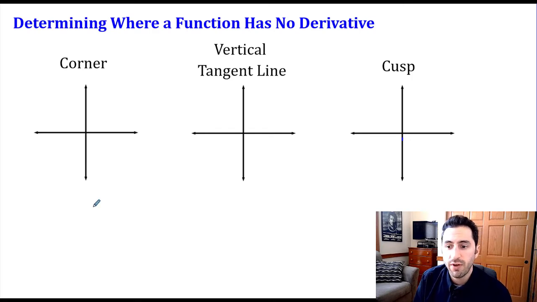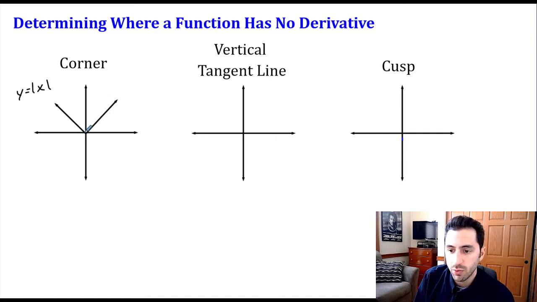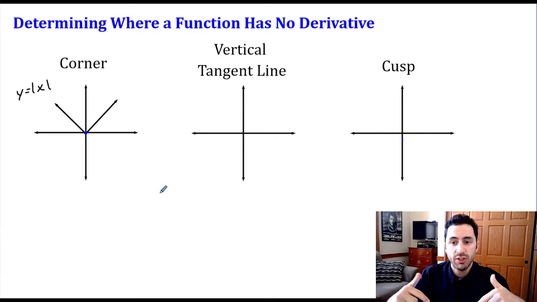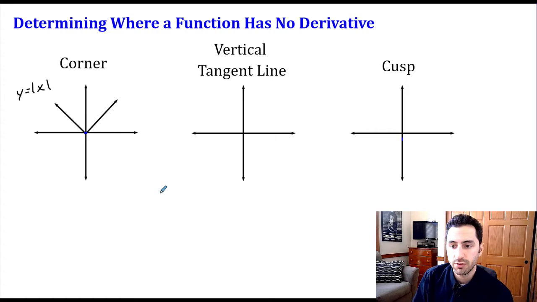So the first one is if a function has a sharp corner. An example of a function that has a corner is the function y is equal to the absolute value of x. So let me graph this function. And if we take a look at the graph of the absolute value, we can see that at 0, we have this sharp corner. Now, the reason the derivative doesn't exist at the corner is because as we approach from the left and the right, the slopes of the tangent lines are different.